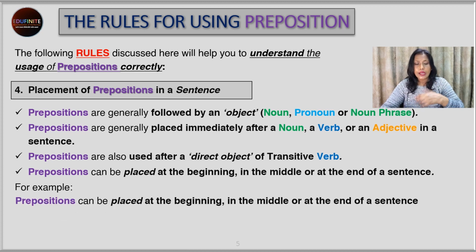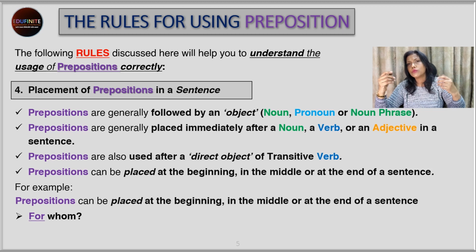Now here we see how a preposition can be placed at the beginning, in the middle or at the end of the sentence. Now in this question, for whom? Maybe someone is showing some book or a pen, and I'm asking for whom? For whom is that pen? I'm not telling the whole thing. I'm just asking for whom. So if I just ask for whom, for is the preposition because after that we have the object whom.